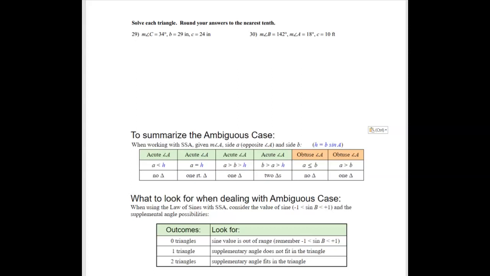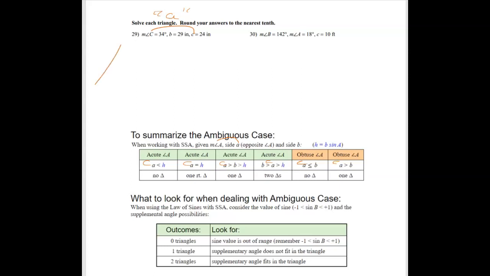Alright, so let's start with 28 and 29, where we need to use these tables to figure out how many triangles we actually have. Even though on 29 we're given angle C and B, this works with, they just used A, so it's the angle A and the side that's opposite. So we have C and the side that's opposite, so that's going to be like our A. Instead of A, we're just going to compare that with C. Okay? The letters are arbitrary, so you want to use them to fit the information that's given.